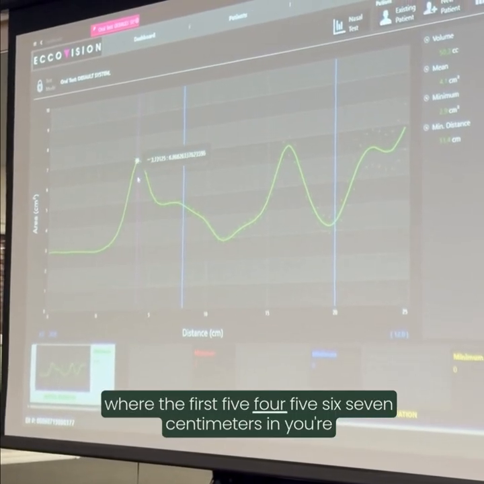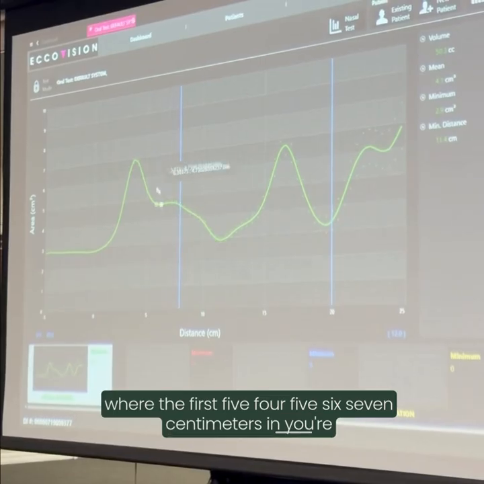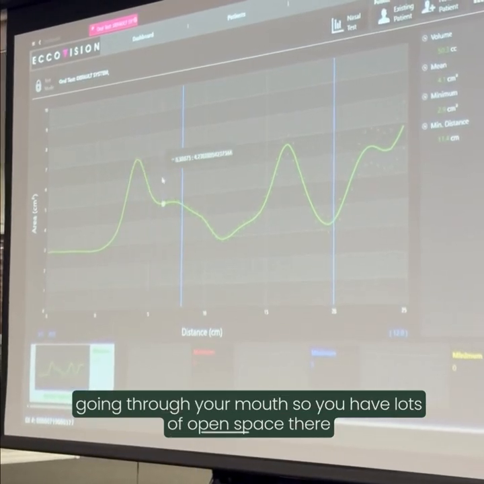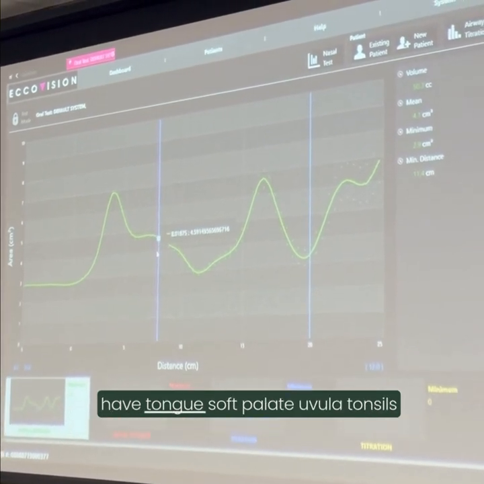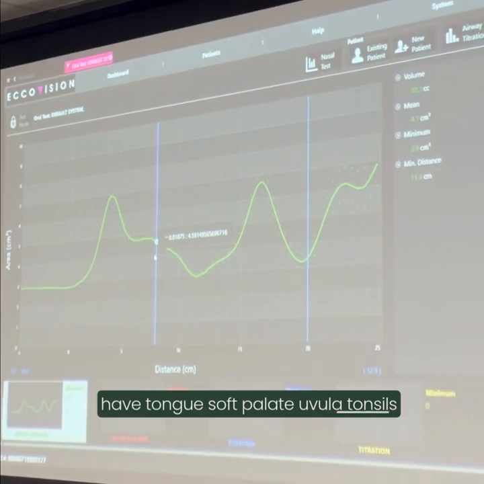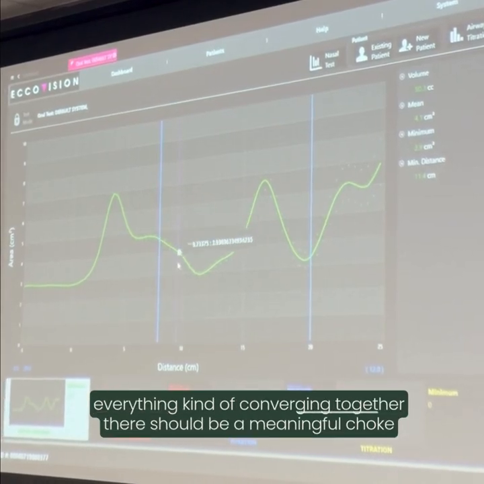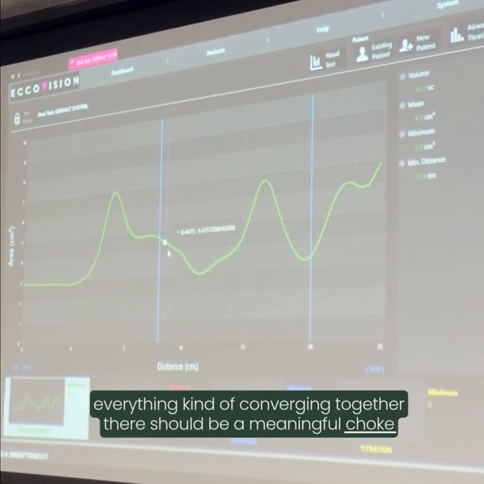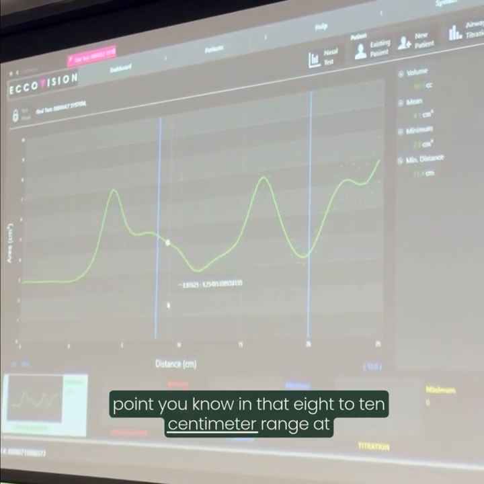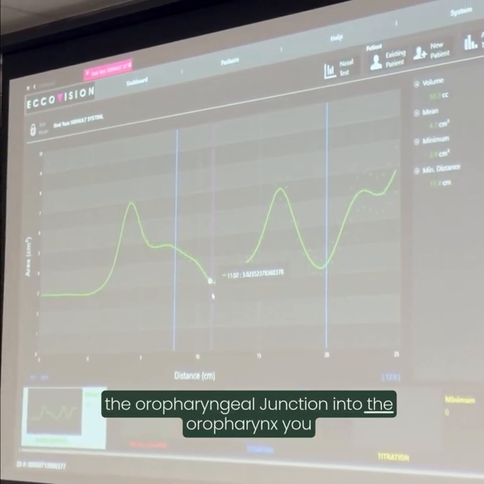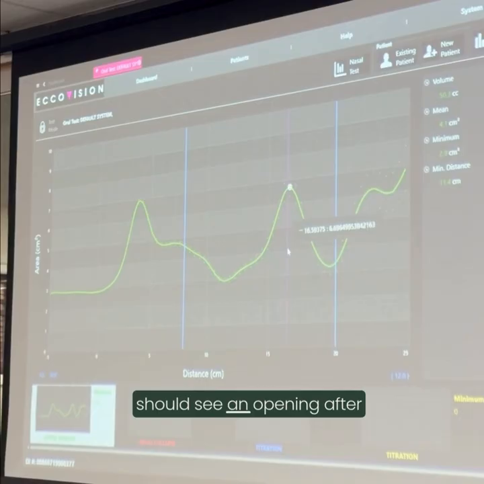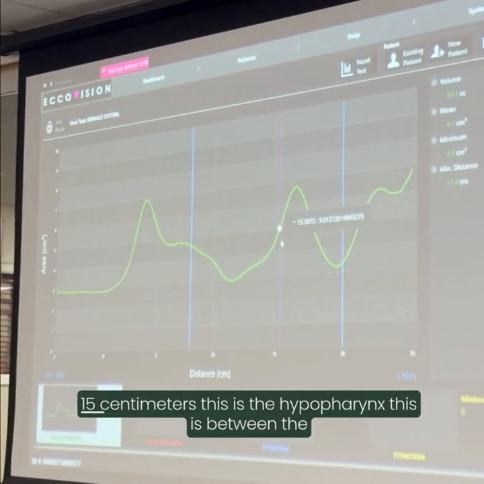In the first 4, 5, 6, 7 centimeters, you're going through your mouth, so you have lots of open space there. As you travel further and further back, you have tongue, soft palate, uvula, tonsils, everything kind of converging together. There should be a meaningful choke point in that 8 to 10 centimeter range at the oropharyngeal junction into the oropharynx. You should see an opening after 15 centimeters.